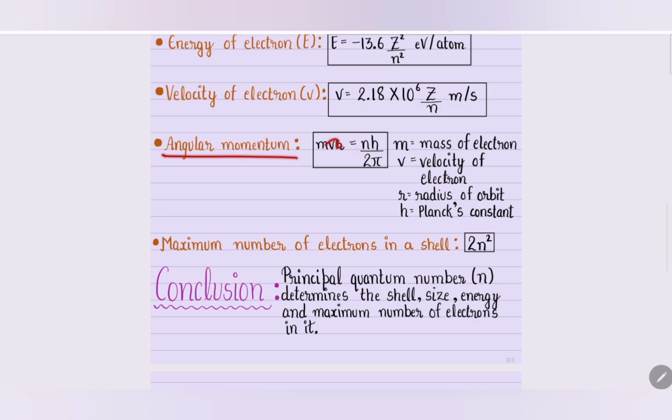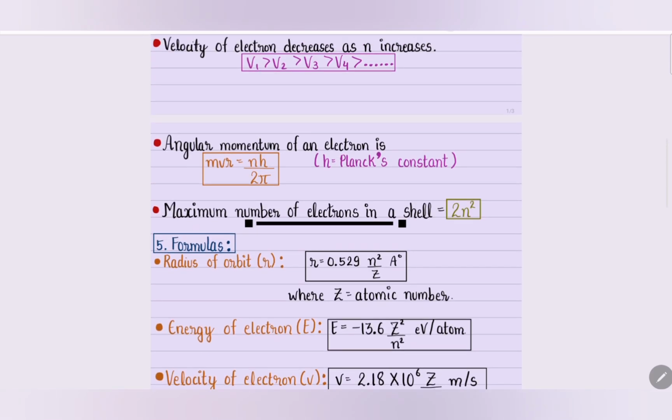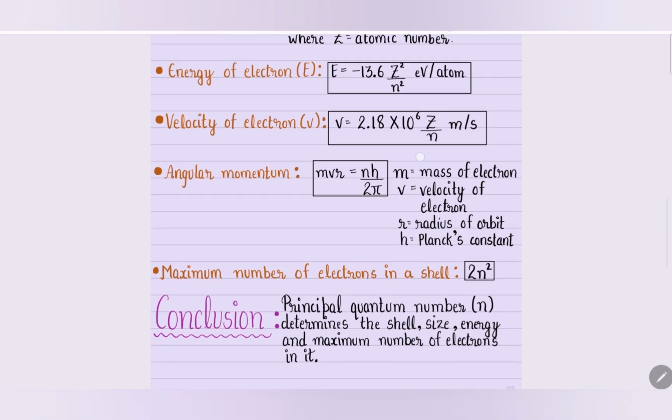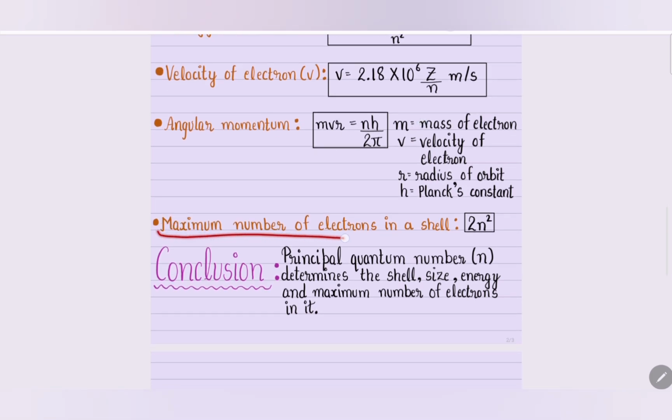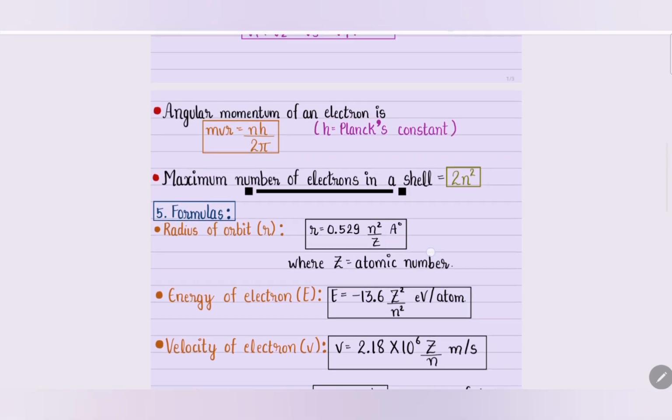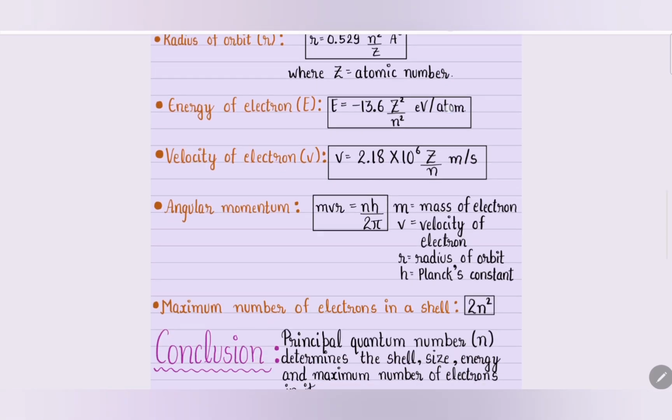The next formula is angular momentum, which is mvr = nh/2π, which we already learned here. And the last formula, that is maximum number of electrons in a shell, is 2n². To find the maximum number of electrons in a shell, the formula is 2n², which we learned here.